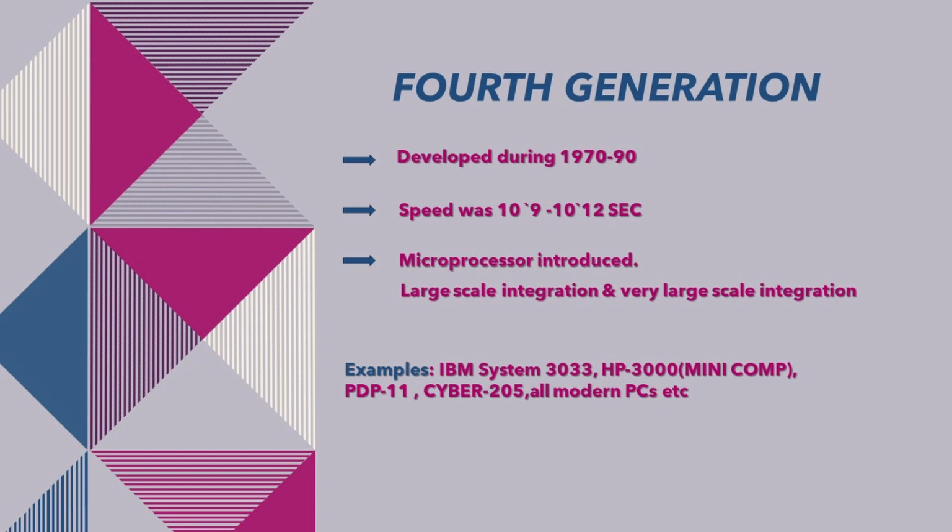Let's move on to the fourth generation of computers. Fourth generation computers were built during 1970 to 90. In 1971, the first microprocessor was used. The large scale integration LSI circuits built on one chip are called a microprocessor. What is a microprocessor here? It's an integrated circuit that contains all the functions of a CPU and which performs arithmetic and logical operations.